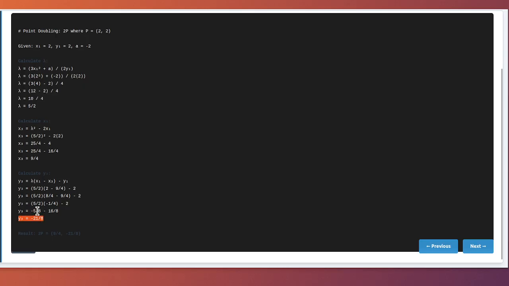Let's verify that this point is on the curve. For the left side, (negative 21/8) squared equals 441/64. For the right side, (9/4) cubed minus 2 times 9/4 equals 729/64 minus 18/4, which then equals 729/64 minus 288/64, finally resulting in 441/64. Perfect. Both sides equal 441/64, confirming that 2p is indeed on the curve. Now, we can proceed to compute 4p.